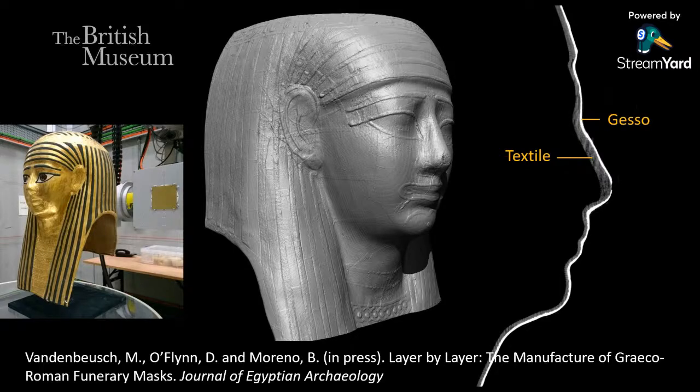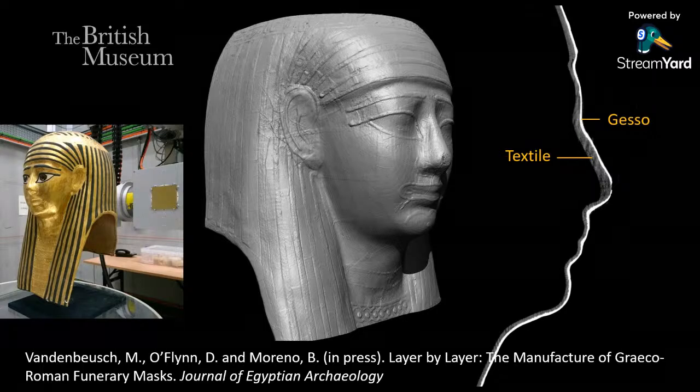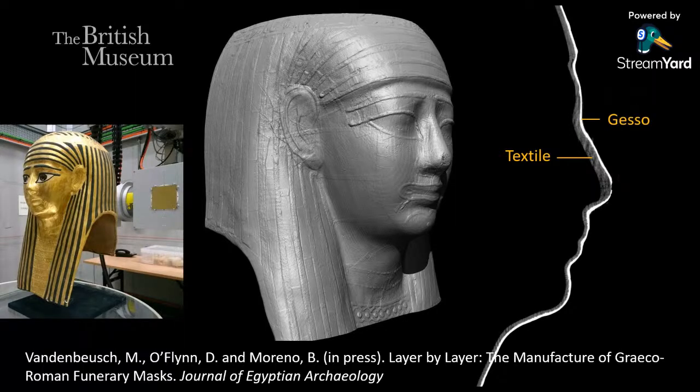And once that was set, then various layers would have been applied on the top. So what we can see in our CT scan, we have a picture of the mask in the lab on the left-hand side. In the middle is our volume render of the mask. And on the right-hand side is a cross-section right through the center of the face.